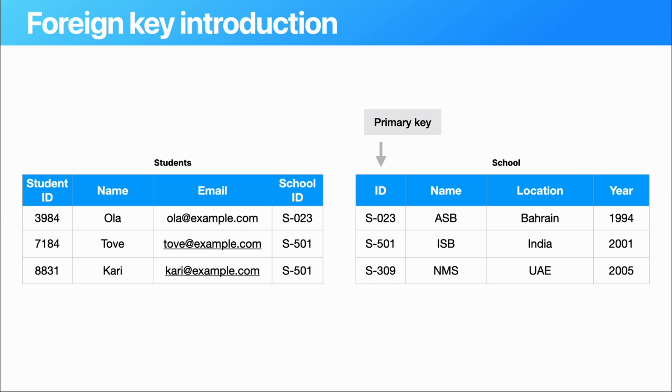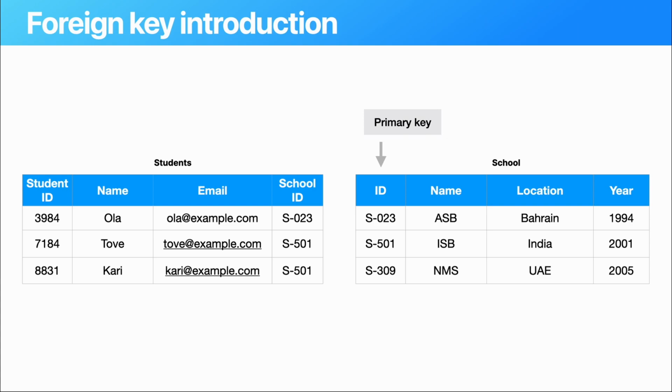Now this one is the primary key. Obviously, in students, student ID is the primary key, and in school, the ID is the primary key. So S023 will solely belong to ASB, not any other school. So that is a unique identifier for ASB. And S501 is the unique identifier for ISB. S309 is for NMS. They cannot have the same ID again and again. So each school has a unique identification, and we have decided that the school primary key should be ID.